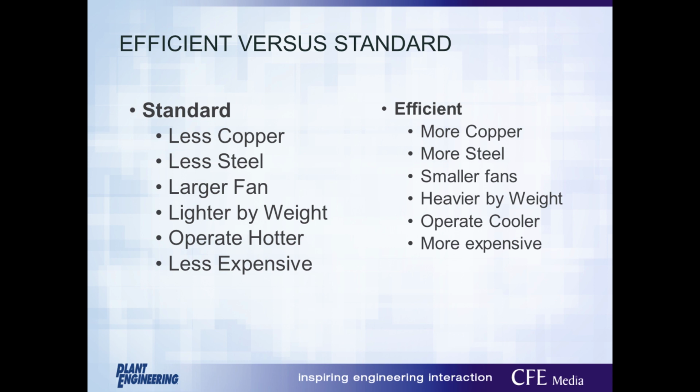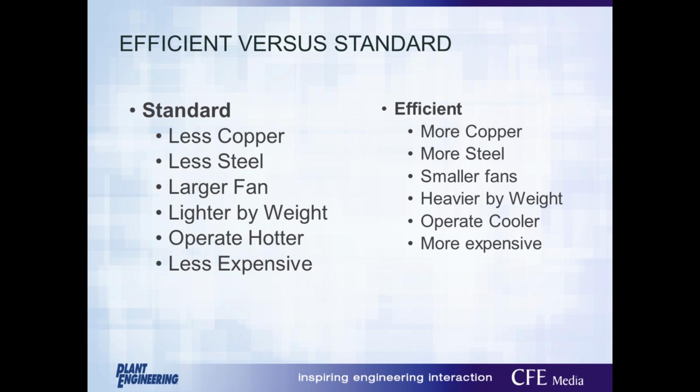Generally speaking, an efficient motor will have more copper, more steel, and most likely a smaller fan than a less efficient counterpart, although this is just generally speaking. The increase in steel and copper make the motor heavier by weight, and more material means more money. So a more efficient motor is typically more expensive, even if you just look at the material aspect.